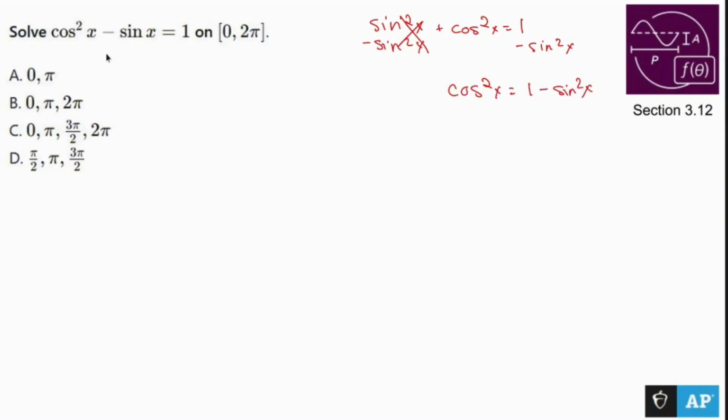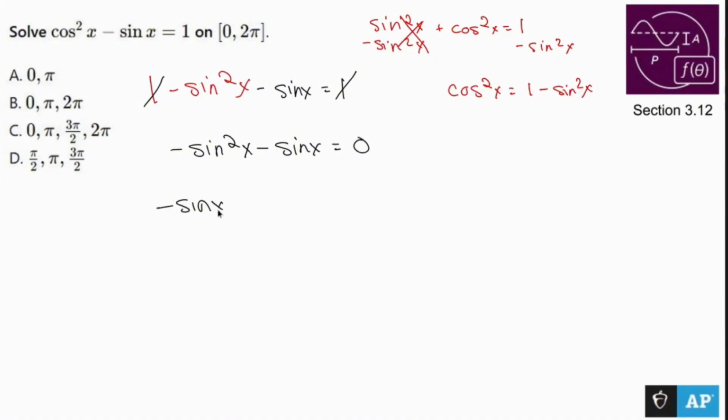Why does that matter? Well, there's cosine squared x right there. And so what I can do is turn cosine squared x into 1 minus sine squared x, right? And then we have minus sine x equals 1. 1 on the left, 1 on the right, cancel each other out. So what I can do is write out negative sine squared x minus sine x equals 0. If I factor out a negative sine x, that leaves me with positive sine x plus 1 equals 0.